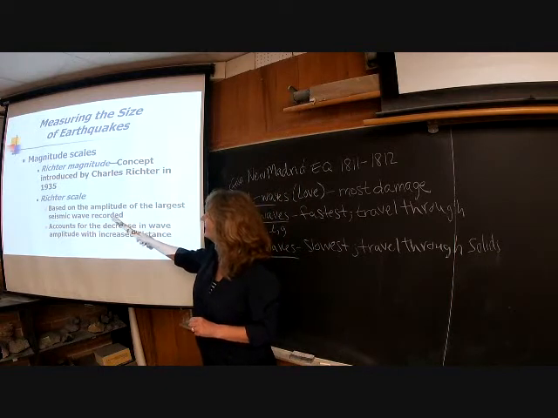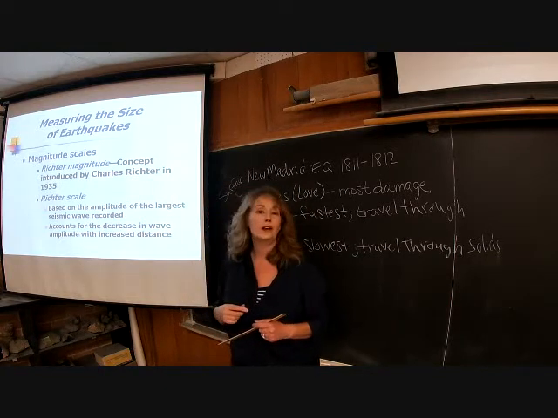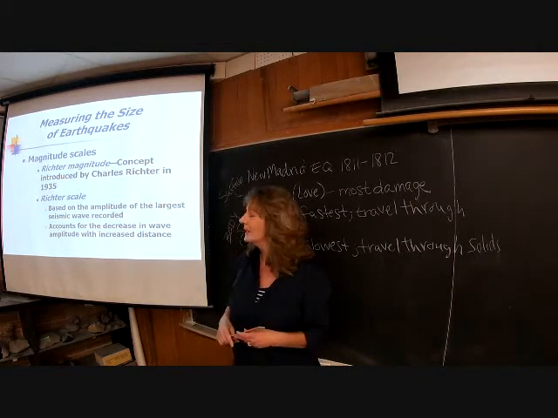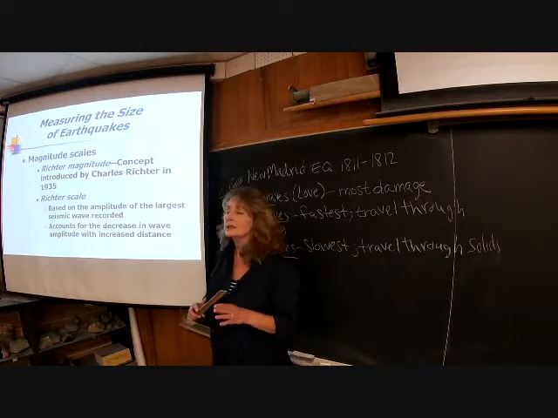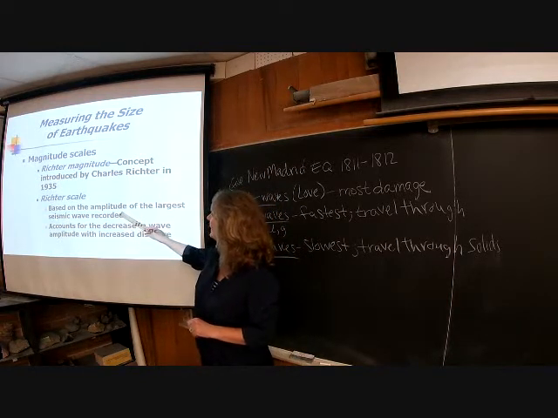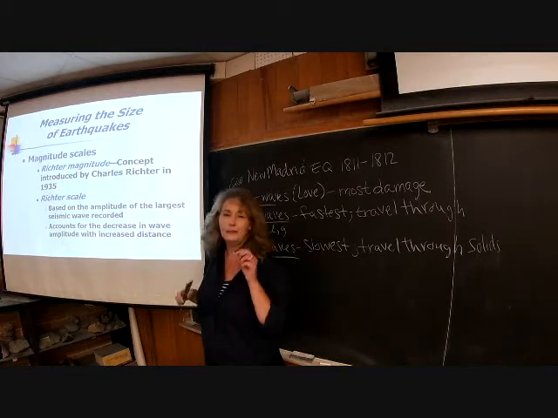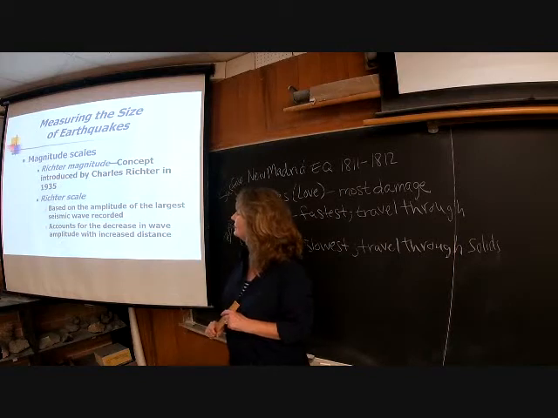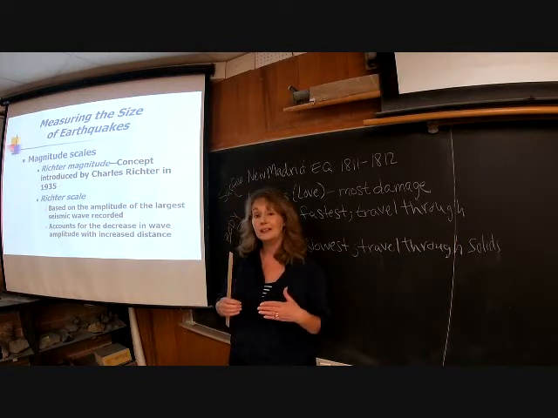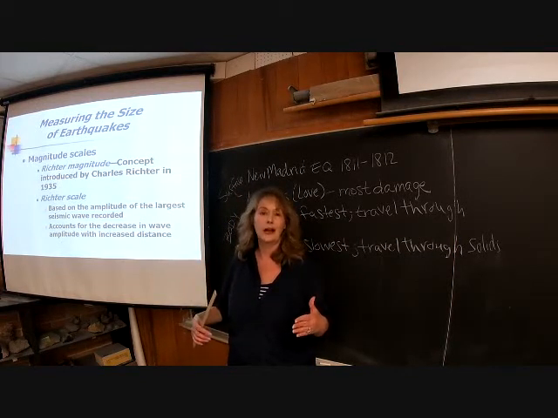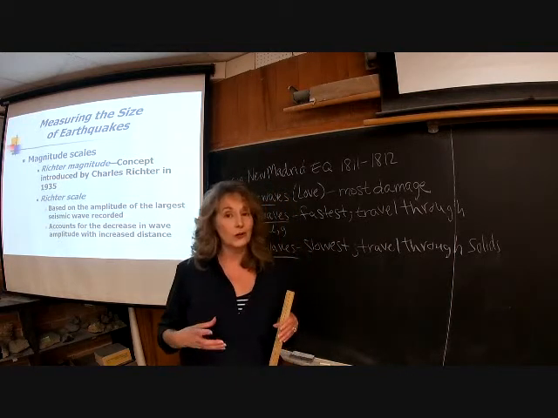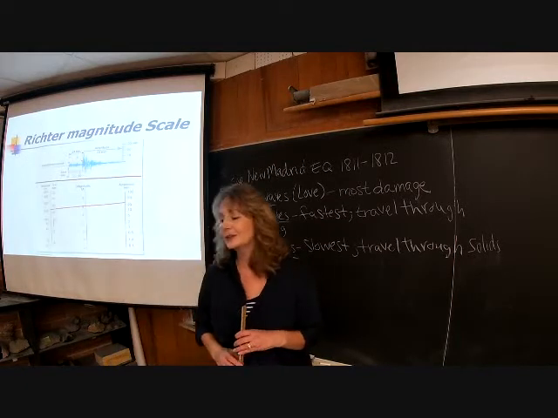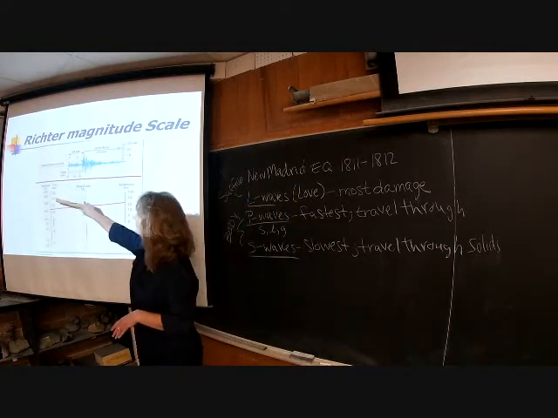Okay. So it's based on the amplitude of the largest seismic wave recorded. So the little blips, the little squiggles that we were showing you on that seismogram. Okay, so the amplitude, so many millimeters of amplitude. And it accounts for the decrease in wave amplitude with increased distance. So the distance factor gets factored in. How far away from the earthquake was our seismographic station that was doing the recording? So it does have sort of a distance on this scale.